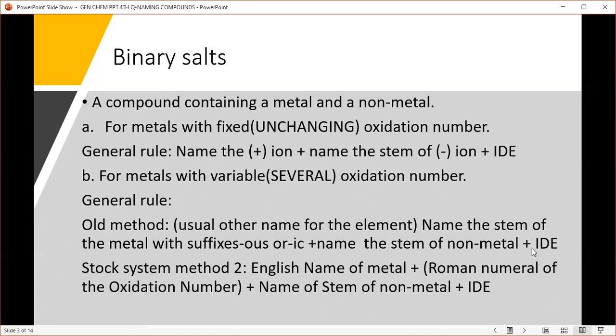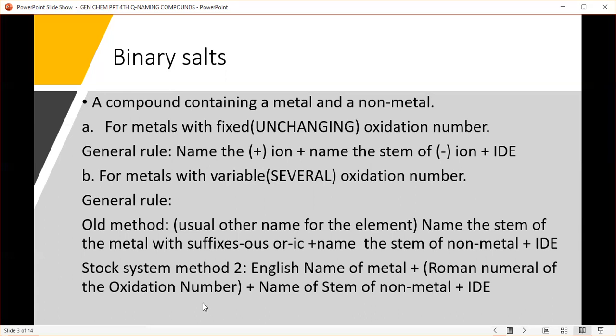And then add the suffix IDE to that specific stem. All right, so next is the stock system method. This is method number 2. So we just simply write the English name of the metal, no? Write the English name of the metal plus, enclosed in parentheses, the Roman numeral number of the oxidation number.